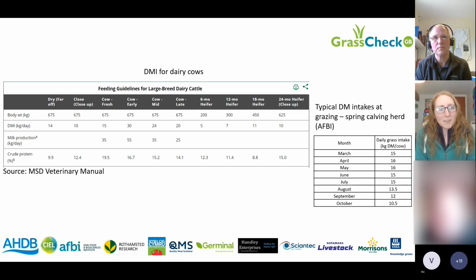With the grazing studies that have happened at AFBI over the last decade or so, they've done some average calculations, and we have estimates of the daily grass intake from our spring calving grazing herd as they progress through the season, and that's in the table on the right there, ranging from 16 kilograms of dry matter in the peak of the grass growing season and at the peak of the lactation curve, dropping down to just 10 kilos in October.